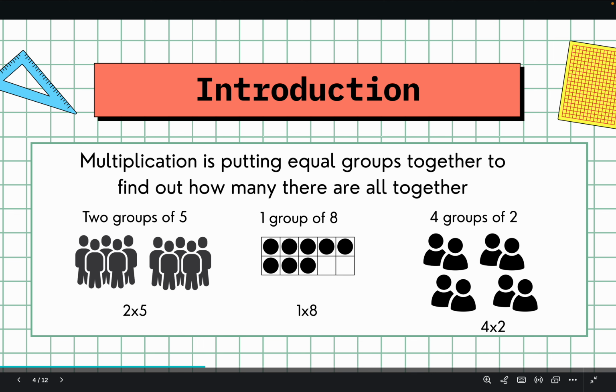Now, although we won't dive much into the various types of multiplicative properties today, it is important to use the verbiage of 4 groups of 2, 1 group of 8, 2 groups of 5 as a way to build your conceptual understanding of how to properly multiply and what the visual representation created should look like from that multiplication equation.